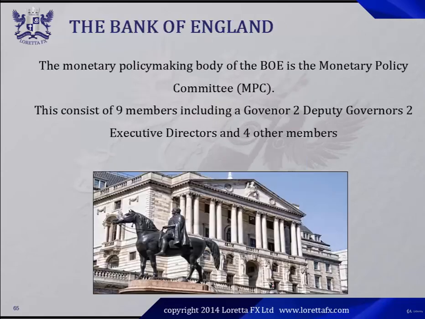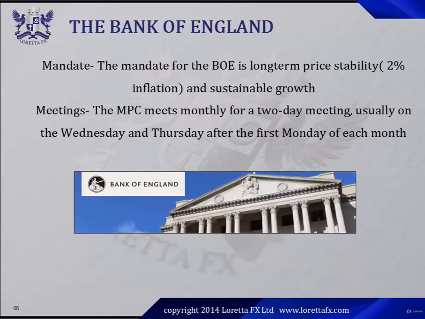Now, for the Bank of England, the monetary policy making body is the Monetary Policy Committee, also called the MPC. And this consists of 9 members, including a governor, 2 deputy governors, 2 executive directors, and 4 other members. Now, the mandate for the BOE is long-term price stability, keeping inflation around the 2% mark, and sustainable growth.